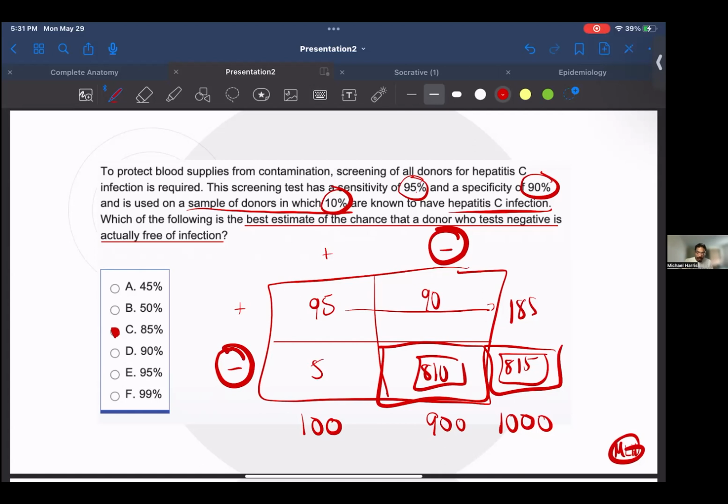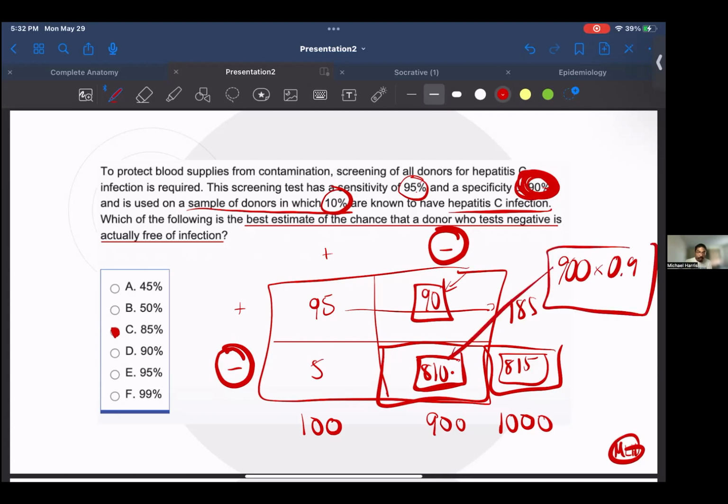So I used 810 because 90% was the one that had to do with specificity. So you take 900 and multiply that by 0.9, which equals 90. So then you subtract this. Oh, no, it equals 810, my bad. And then you subtract that from the other to get the 90. So 900 times 0.9 equals 810.